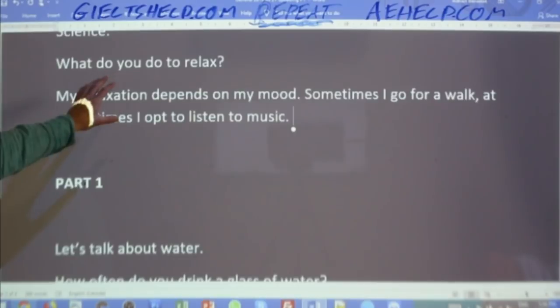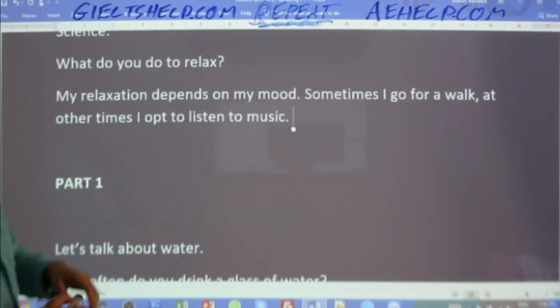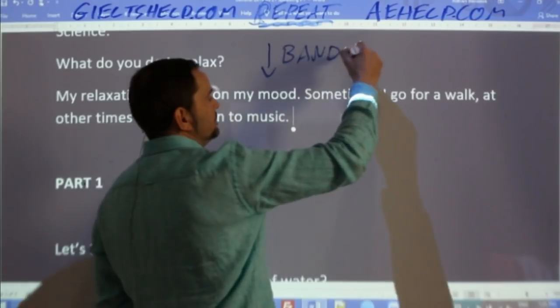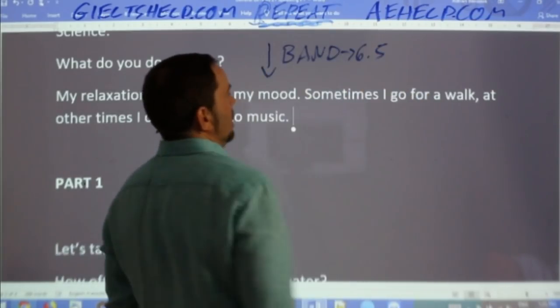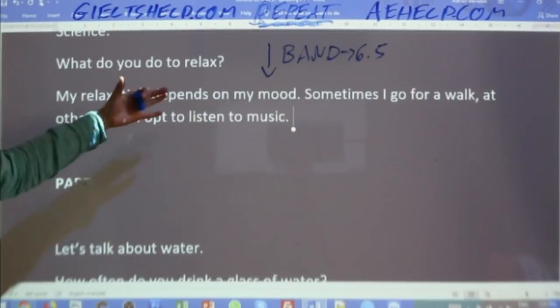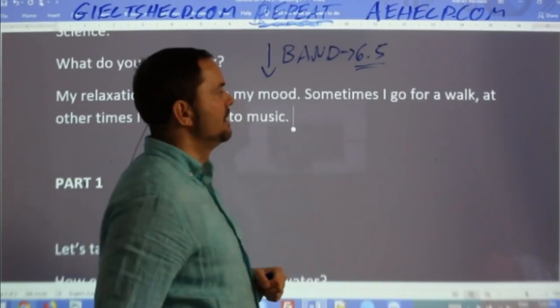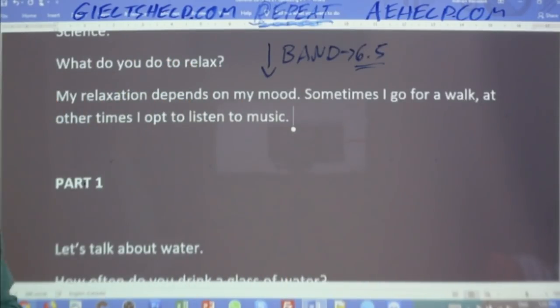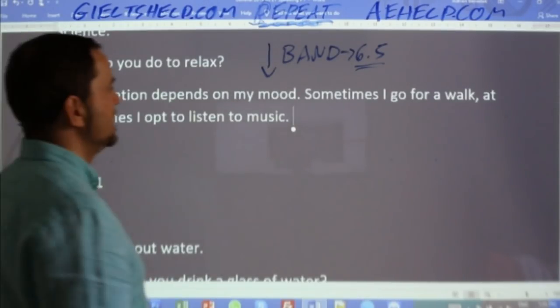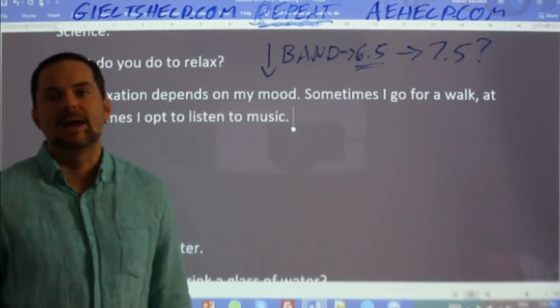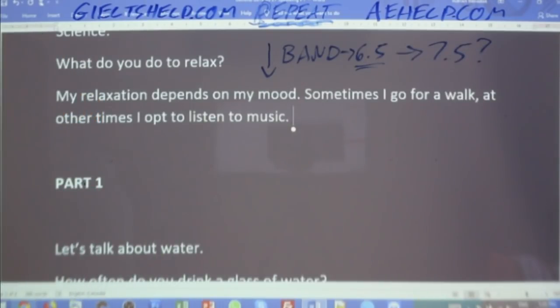Okay, so let's take a look at this example here, and let's improve this. This right now is a 6.5, okay? So this is a band 6.5, let's say. You might have made one or two grammar mistakes, or maybe the pronunciation is not perfectly clear, so you're going to get about a 6.5 at this point. How can I improve this, students? What can I do to make this a band 7.5? So how can I make that response a band 7.5? What can I do to bump this up?